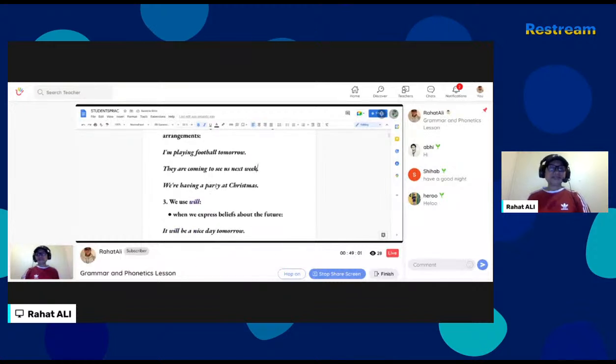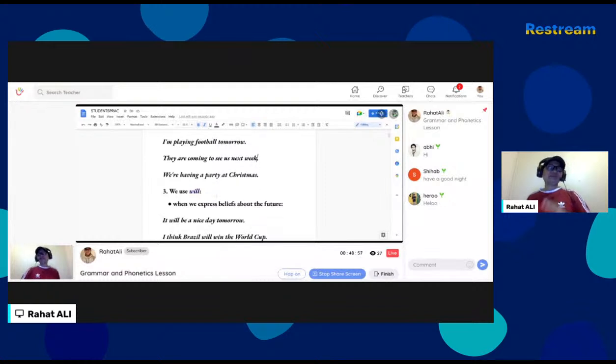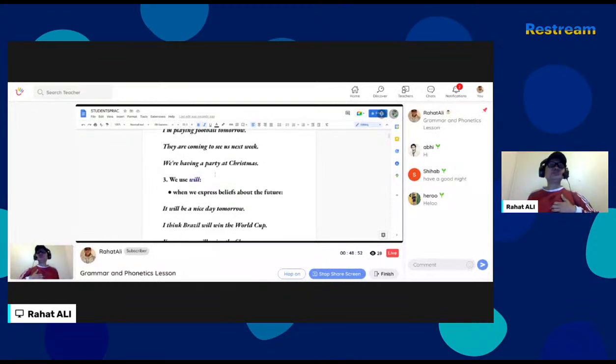We use will when we express beliefs about the future. Bear in mind that when it's future beliefs, we use will or shall, depending on the person. If you remember, there are three kinds of persons in English grammar. First person, I and we. Second person, you only, but it is always plural, regardless of whether it's one person or two people.